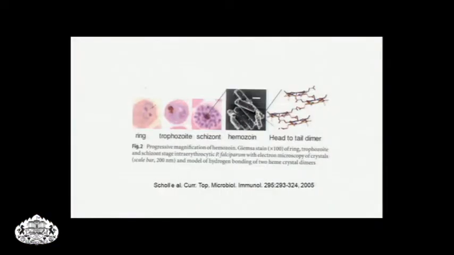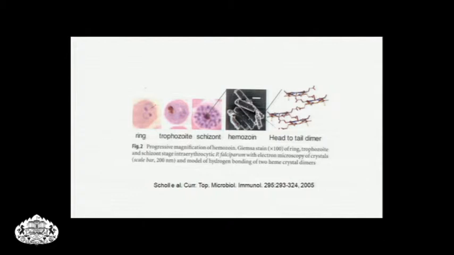So what it has done is figure out a way to crystallize this heme into crystals. It forms dimers of these, and they form these crystals. That crystal is called hemozoin. It's also called malaria pigment. So it is, for lack of a better word, the poop of the malaria parasite. They digest away all that hemoglobin and put it into these hemozoin crystals.